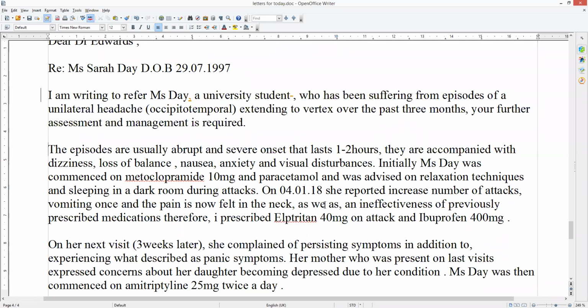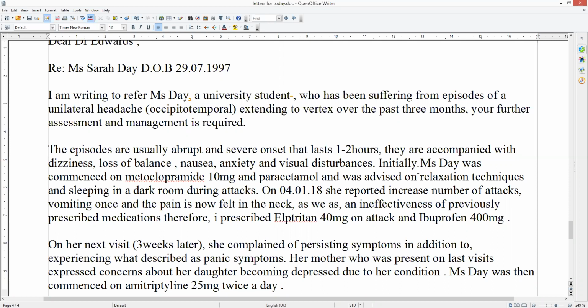Initially, so is this supposed to be a visit? So this is kind of mixed up here, this paragraph. I'm not really sure what is going on here. So it's always a good idea to have some kind of reference point in a paragraph at the start. Initially on the 26th, on the 27th, have some reference to points of time so we can see a chronology. So the episodes are usually abrupt.